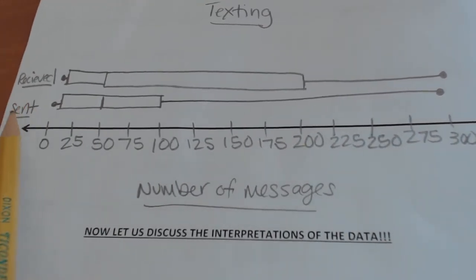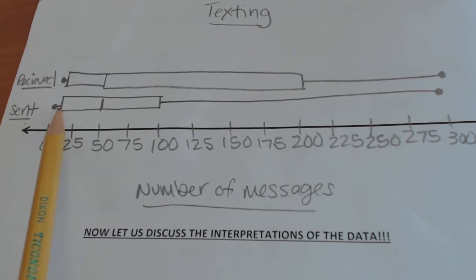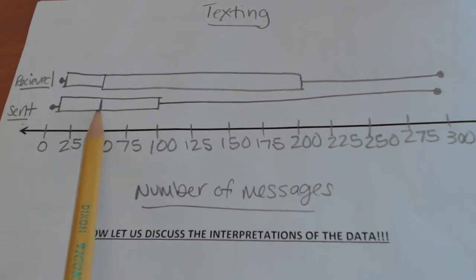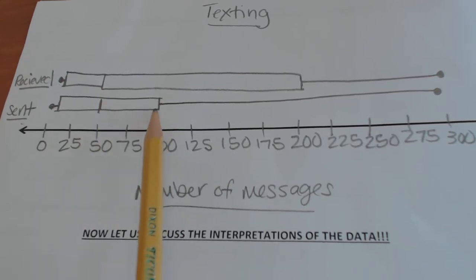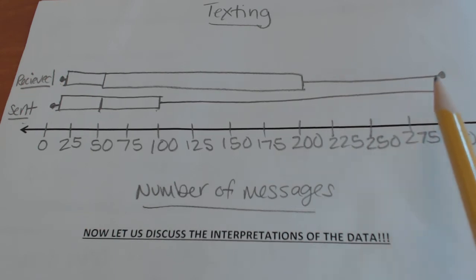I also labeled it. I did sent. This is sent minimum, which is 0. Quartile 1, which was 10. The median, which is 50. Quartile 3, which was 100, and then you see the maximum, which is 300.